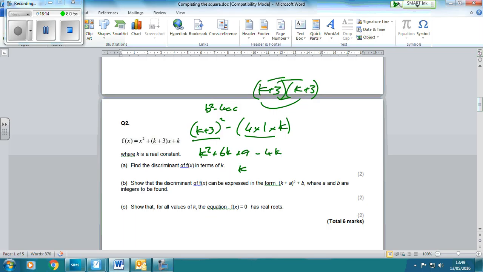So k squared plus 2k plus 9. And now we've got to show that the discriminant can be expressed in this format. So we've got to complete the square with what we've just done here. What we do, just like before, is whatever the number is in front of the k, you halve it. So k plus 1 squared. Doesn't matter what this is, we square it and take it away. So take away 1, plus 9. And if we then simplify that, it's going to be k plus 1 squared plus 8. To show that for all values of k, the equation f(x) equals 0 has real roots.